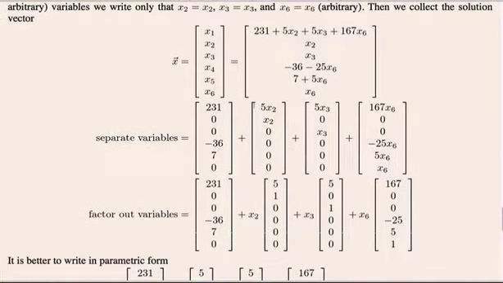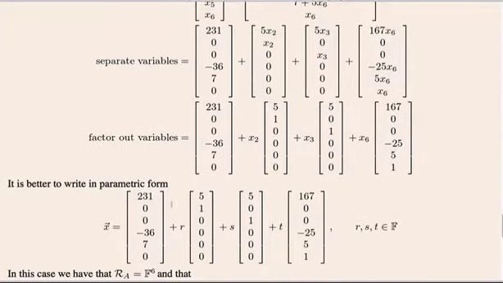And then we factor out the variables. And we are left with 5, 1 for x2. Then factoring out x3, we get 5, 0, 1, 0, 0, 0. Factoring out x6, we get 167, 0, 0, minus 25, 5, and 1. And again, it's better to write it in parametric form so that these variables x2, x3, x6 don't confuse you. What it means is that the solution x can be written as this constant vector plus some, for example, r times the vector, s times another vector, and t times the third vector. And r, s, t are arbitrary scalars.